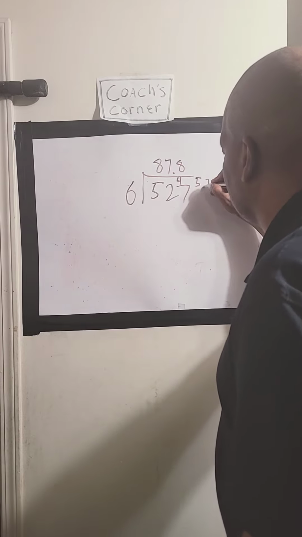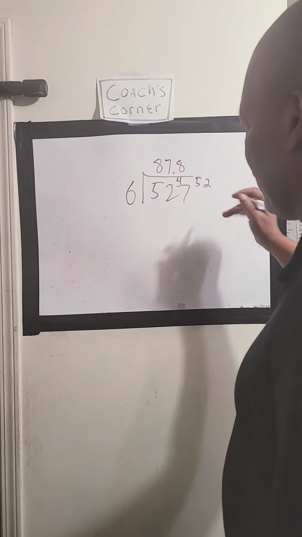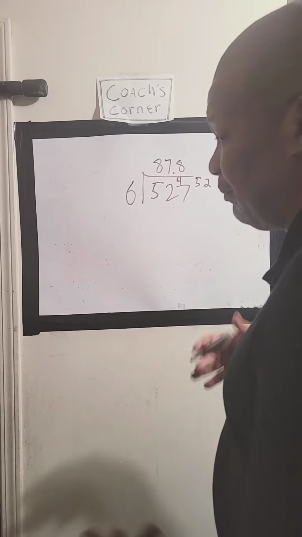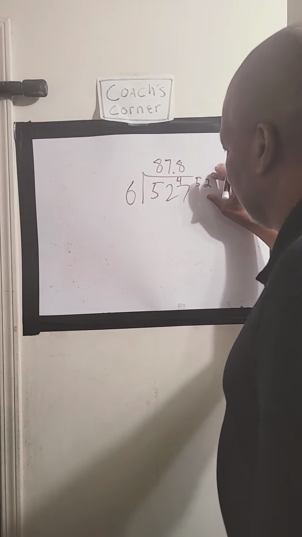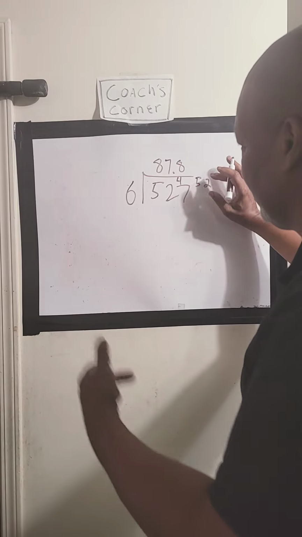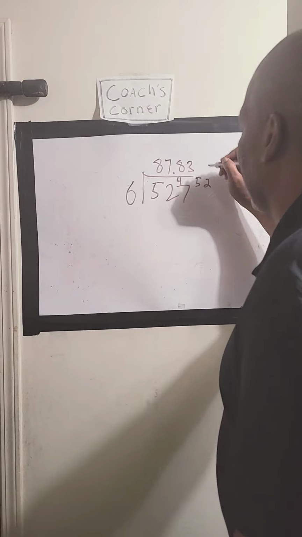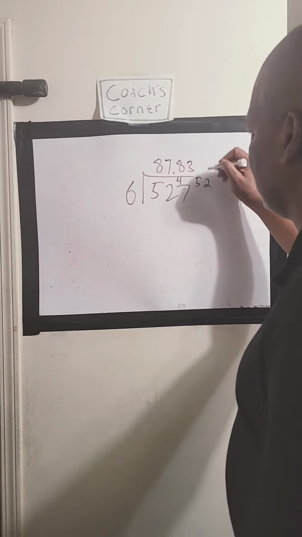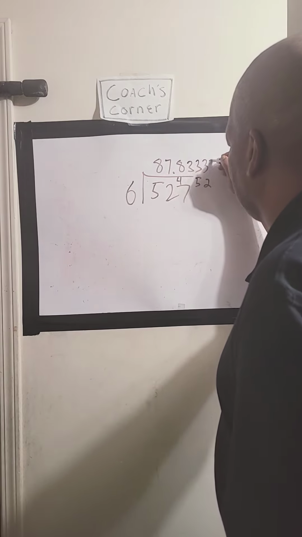So there's 2. But now since we're past the decimal point, we look at these numbers as being tens. How many times does 6 go into 20? 3 times for 18. And that leaves 2. So again, it's going to be 3s forever.